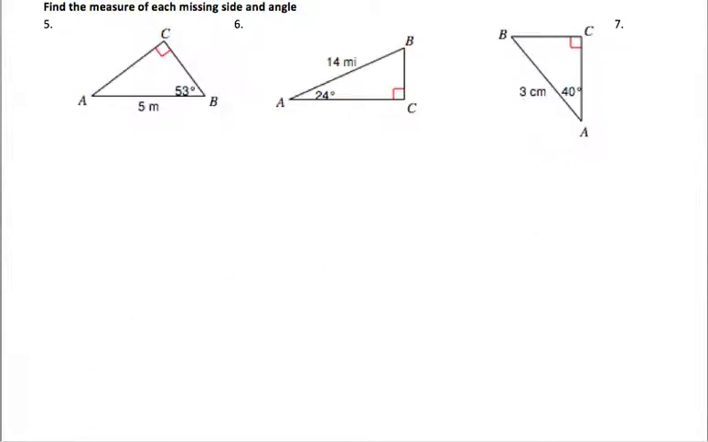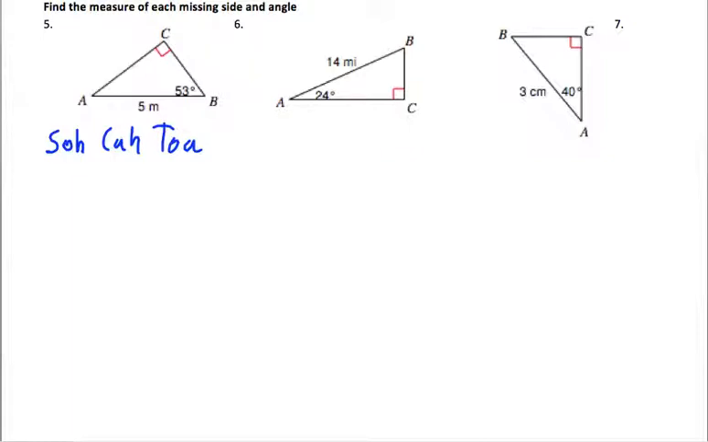5, 6, and 7 are all going to be SOHCAHTOA problems because they all involve a 90-degree angle. SOHCAHTOA is a tool that we use for right triangles. We don't have to use a law of sines or law of cosines. So that's a good clue to let us know that SOHCAHTOA is going to be what we use to solve this problem.